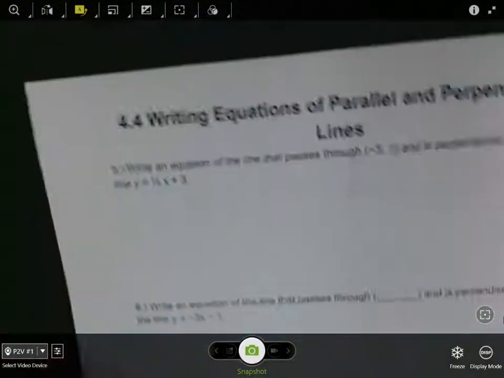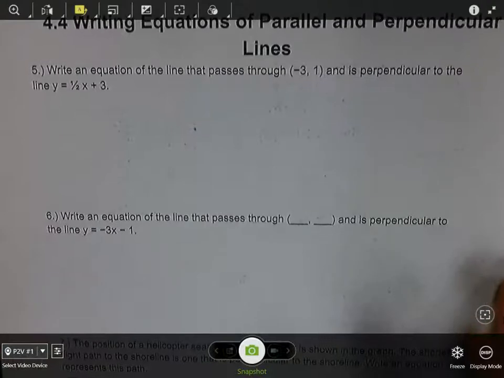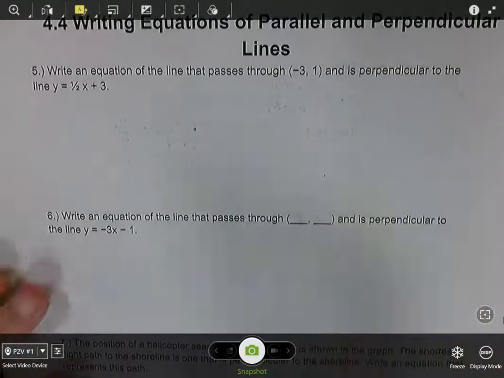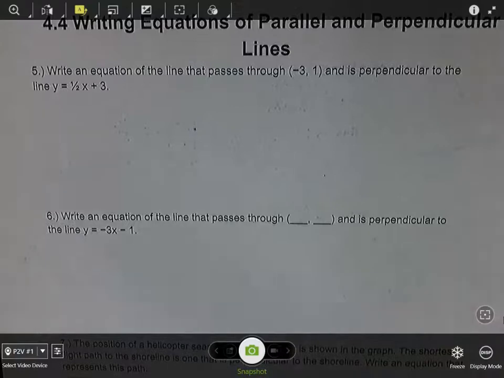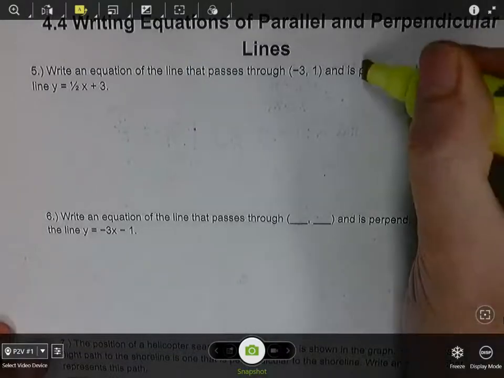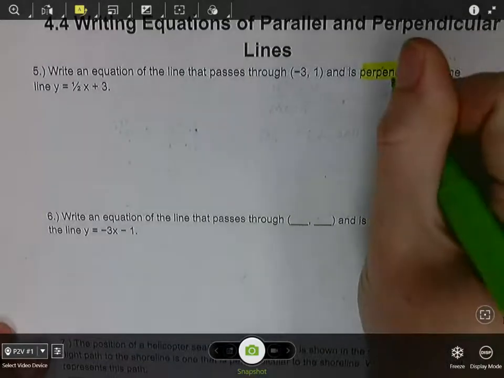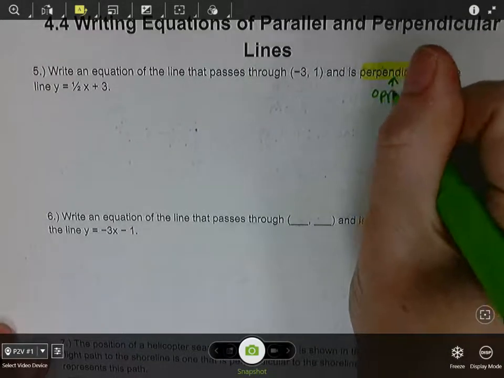All right, turn it over to the back. Number 5 says, write an equation of the line that passes through (-3, 1) and is perpendicular to the line y equals 1/2 x plus 3. Notice it says it's perpendicular. So now instead of having the same slope, it's going to have an opposite reciprocal.